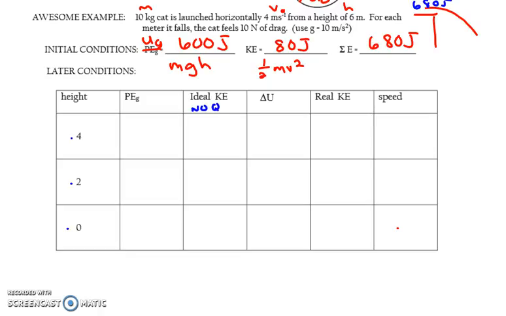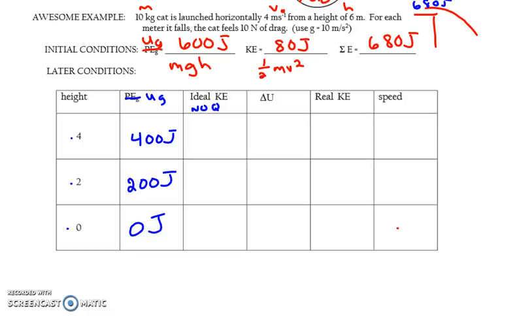How would we calculate our gravitational potential energy, U sub G, at various heights? Again, it's mgh. So mg is 100 times a height of 4, so we have 400 joules of potential at a height of 4. We're going to have 200 joules of potential at a height of 2, and of course 0 potential just before we hit the ground.